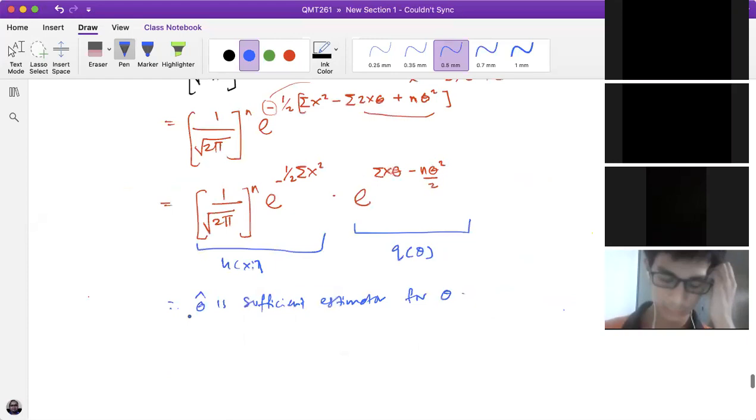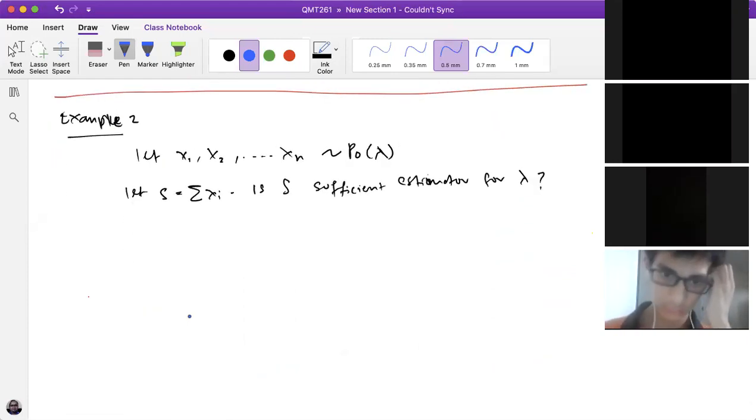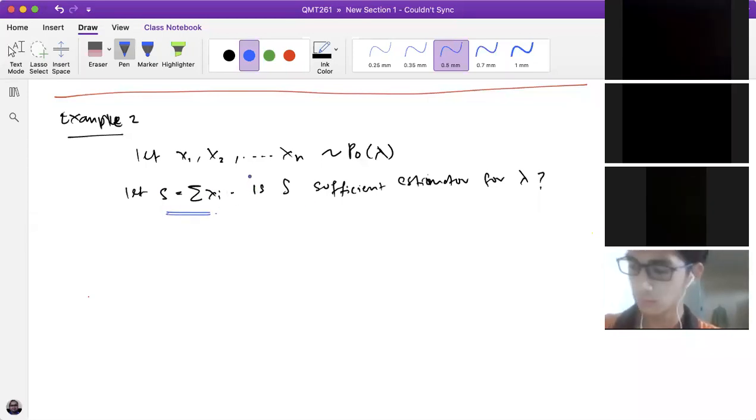Now, example number 2 for a sufficient estimator. Now look at example number 2. Let x1 until xn be a Poisson distribution with lambda parameter, and S is equal to the summation of xi. So the question is, is S a sufficient estimator for lambda?